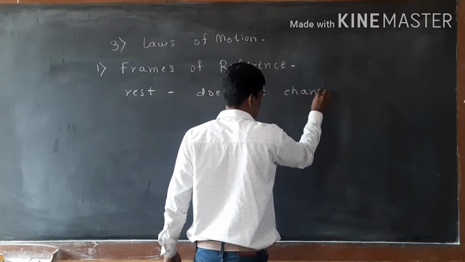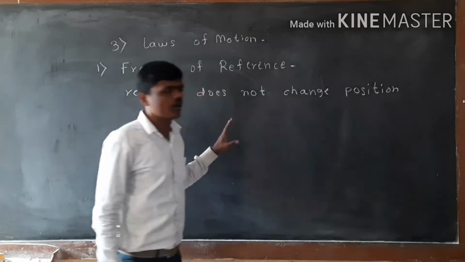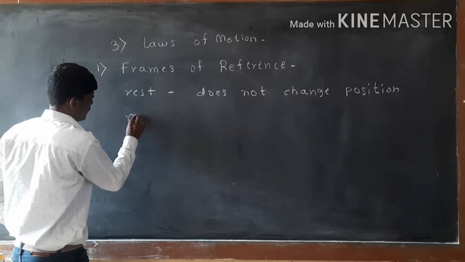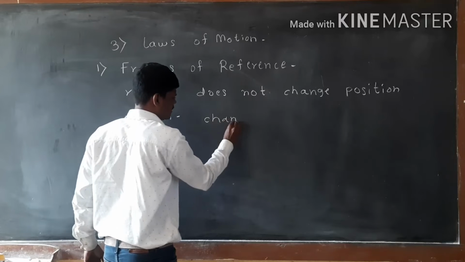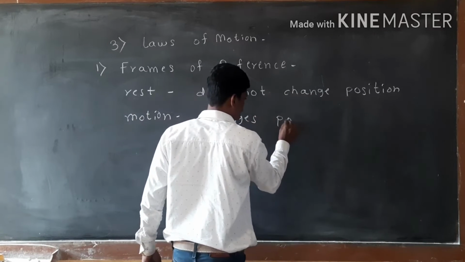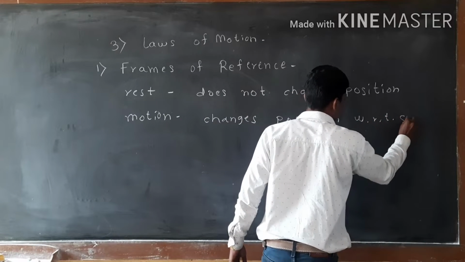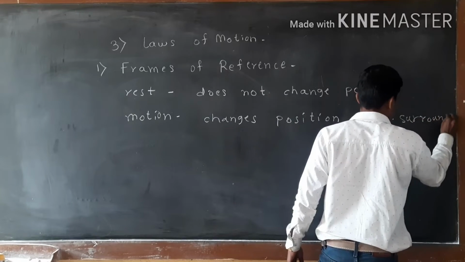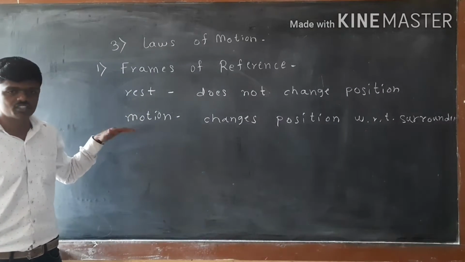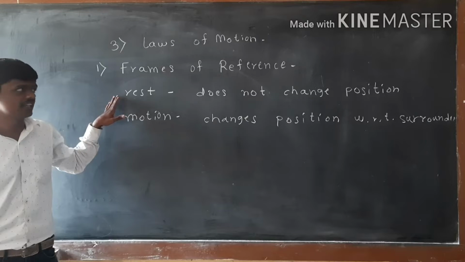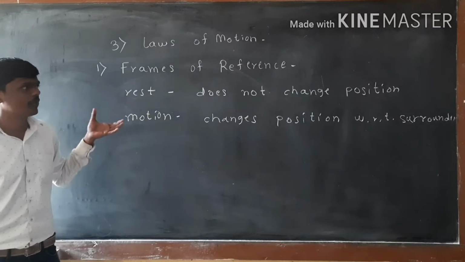its position with respect to surrounding. And a body is in motion when it changes its position with respect to surrounding. So when we say a body is in motion, it changes its position with respect to surrounding, and it is at rest when it does not change its position with respect to its surrounding. So that surrounding is a frame of reference.